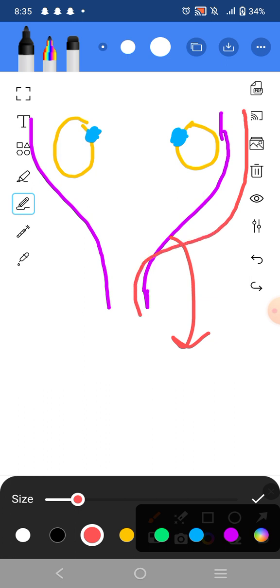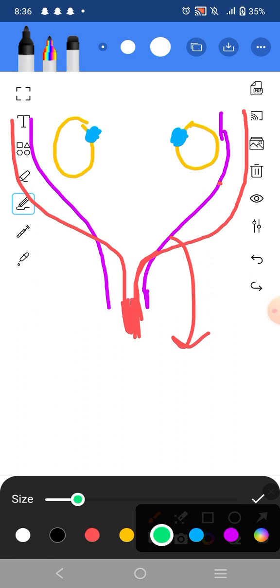Remember, these ducts are what? These are paramesonephric ducts, right? They just run along with these mesonephric ducts, and after that they come medial to these mesonephric ducts, and they join in the midline here. And after that, below it is the urogenital sinus.